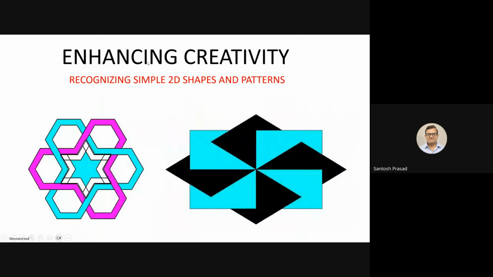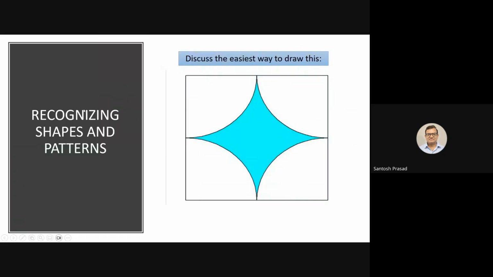So here also it is very important that you recognize the basic or simple 2D shape. If the 2D shape is a rectangle or circle, create it, and then trim it to get the desired one. That is very important to the approach. You can see recognizing shapes and patterns. If you want to create something like this, what will be your approach? If I want to create a rectangle and these four arcs, what will be your approach?